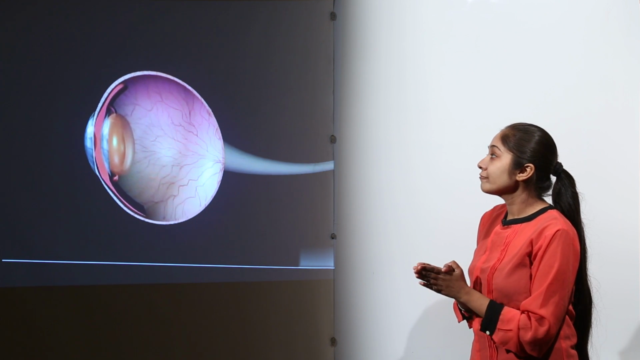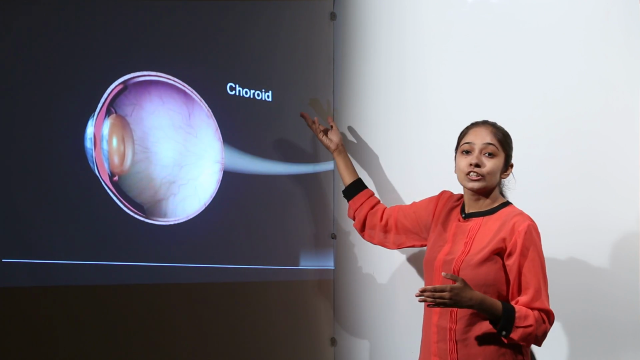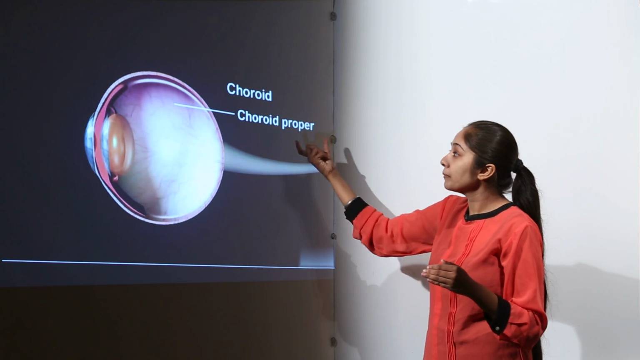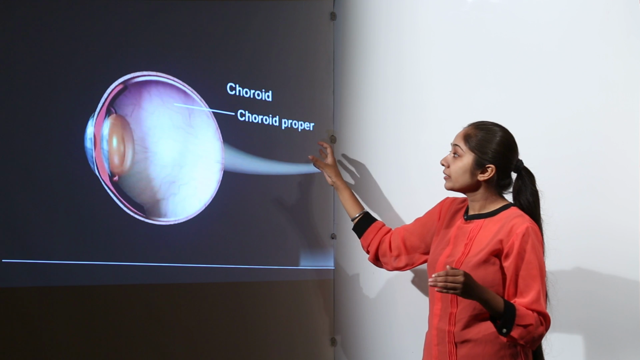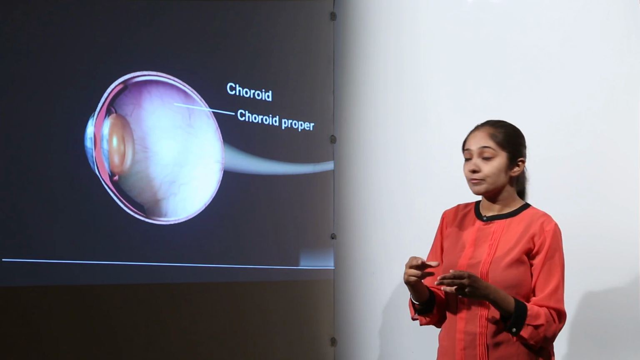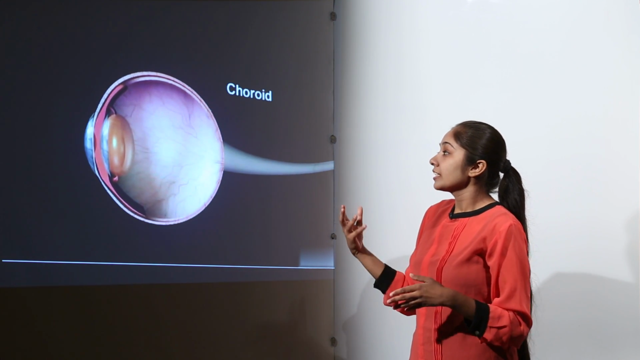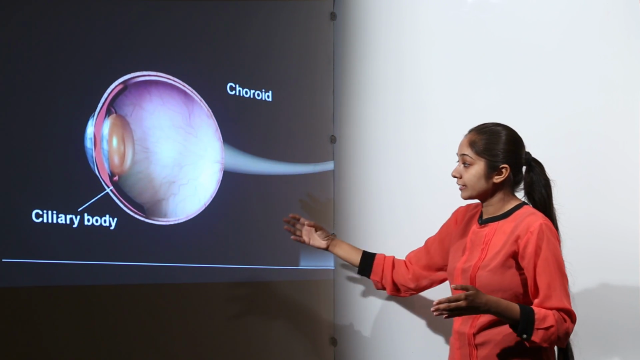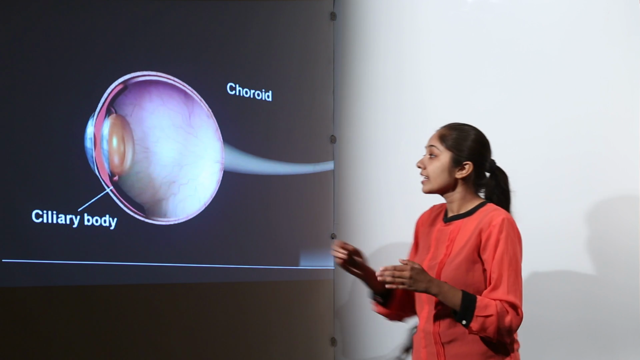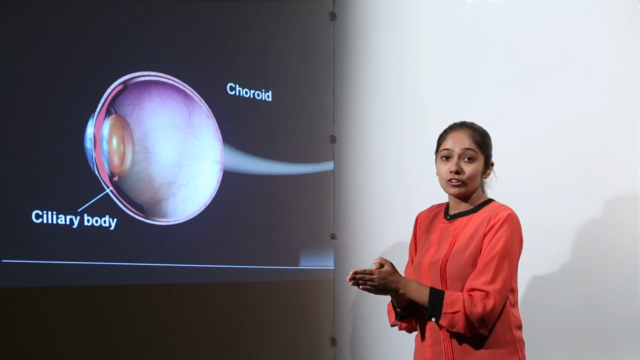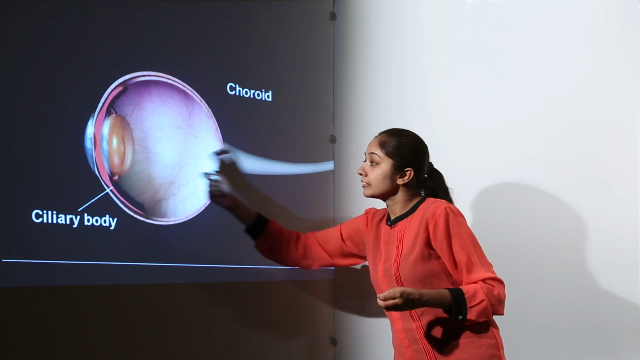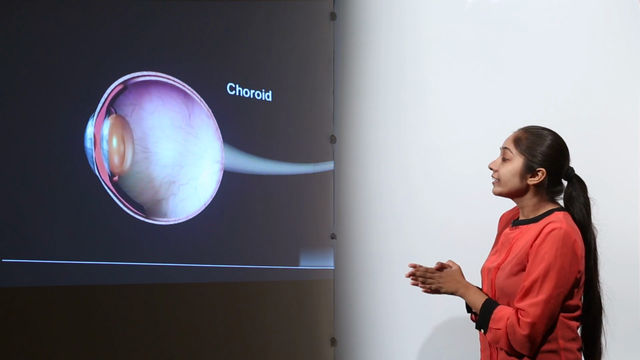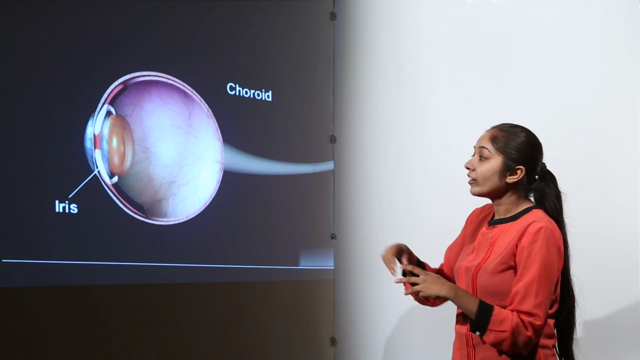After this we have the next layer, that is the choroid. The choroid has different regions. We have the choroid proper, and after this we have the ciliary body, which consists of muscle fibers, the ciliary muscles. We have suspensory ligaments also here on the ciliary body, composed of ciliary muscles and suspensory ligaments. Then we also have one important part of the choroid, that is the iris.